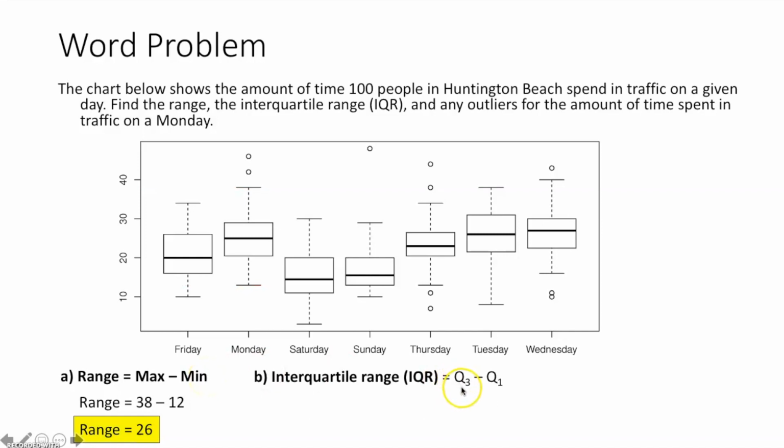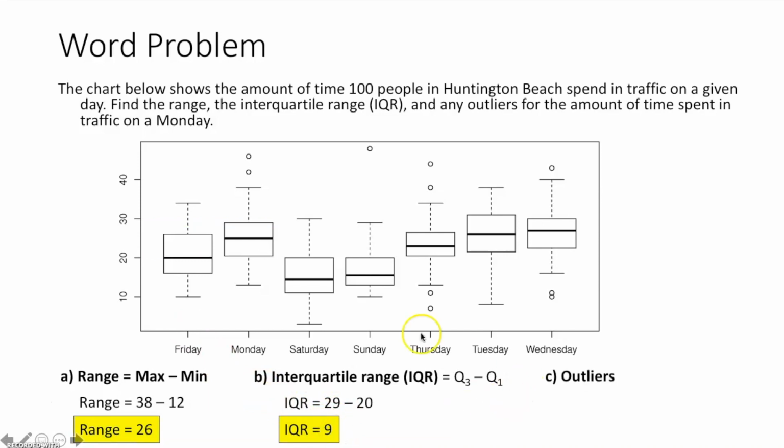The interquartile range, Q3 minus Q1. So here, top of your box right here, that's going to be your third quartile. Here, this is going to be your first quartile. So we go, looks like about 29 minus 20. So 29 minus 20 gives you 9. So an interquartile range of 9 would be your answer.